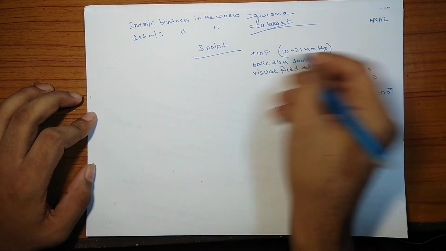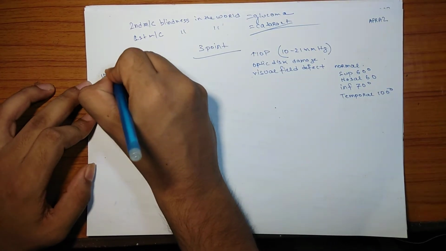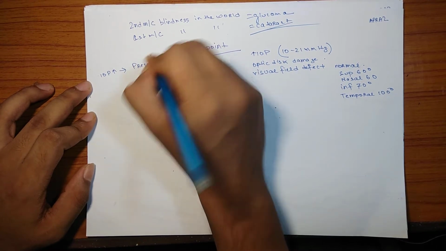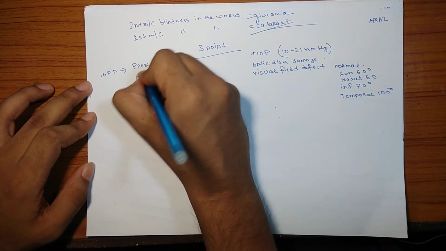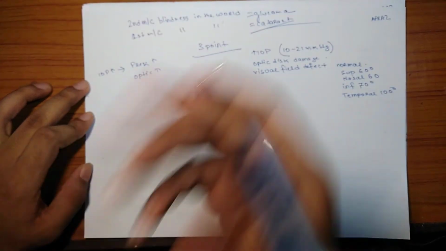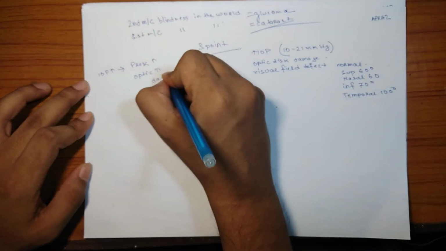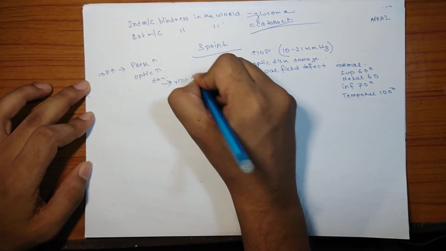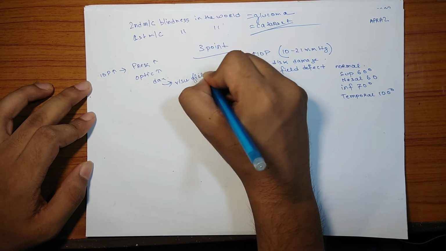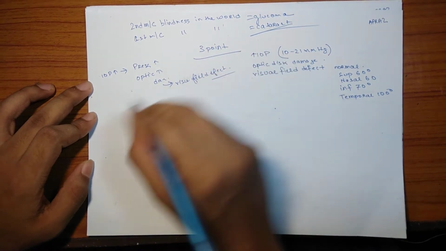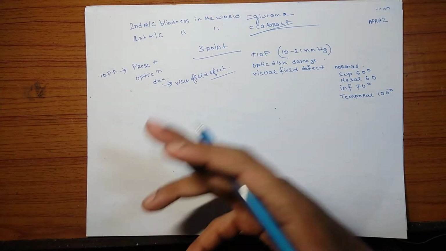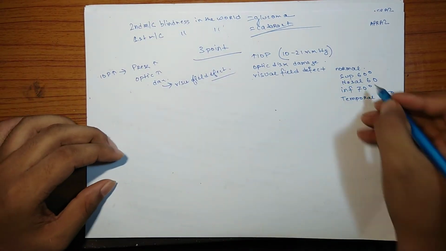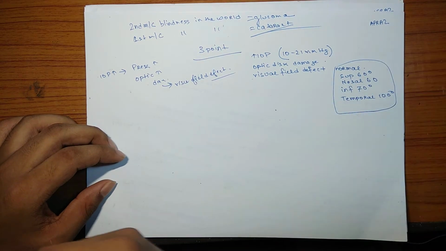So why are we so worried about intraocular pressure? If intraocular pressure increases, what will happen? Pressure will increase, right? This pressure will go and press the optic nerve. When the optic nerve is pressed, it will be damaged. Now the optic nerve is damaged, what does this mean? That means visual field defect will happen. So intraocular pressure increases, the optic nerve is damaged, and the visual field defect will be manifested. This is the normal value that you should remember.